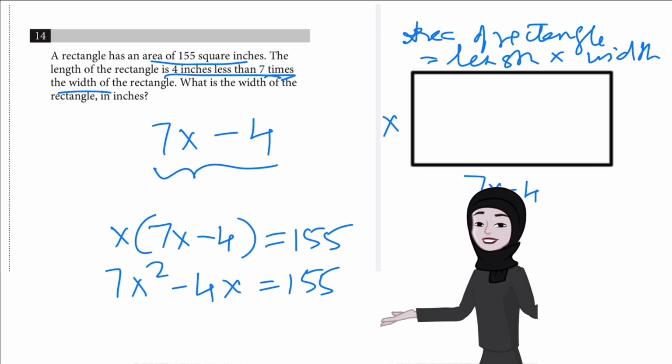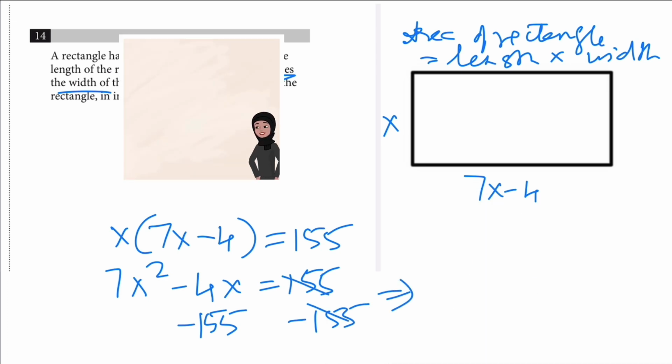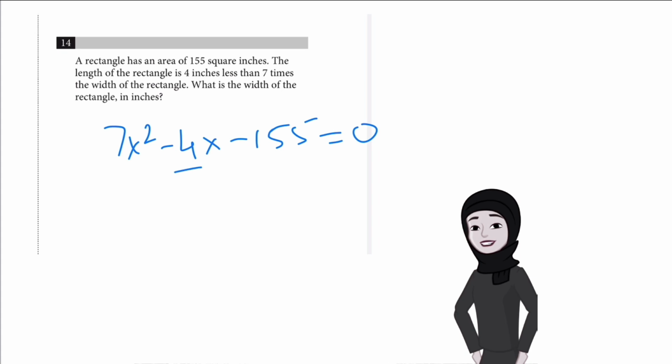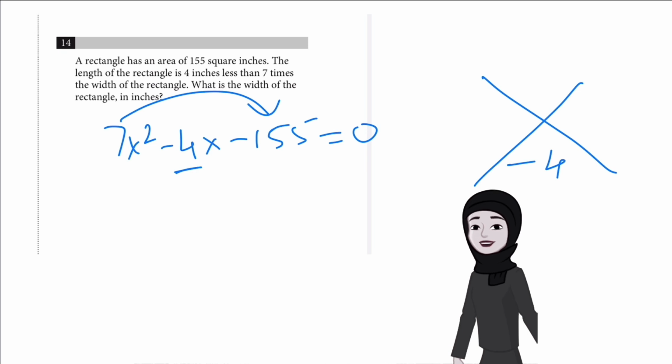After that, we have to solve this quadratic. So we can subtract 155 from both sides of this equation. When we do that, we will have 7x squared minus 4x minus 155 is equal to 0. So this is the quadratic which we have to solve. We can use various methods. We can use the quadratic formula, or we can even factor this. So let us use the factoring method. To use the factor method, we have to look for two numbers whose sum is minus 4 and product is 7 times minus 155.